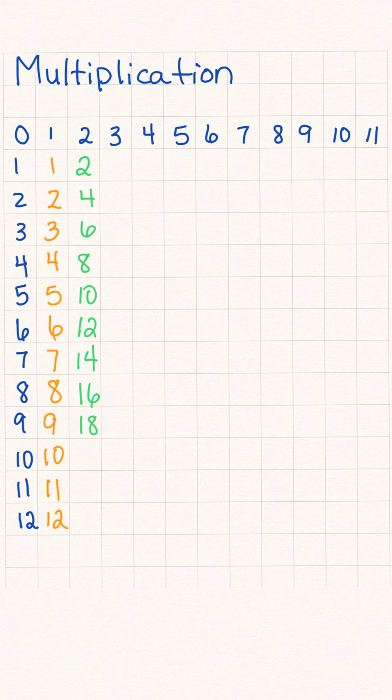just continue to add. Like for example, 7 times 2 is 7 plus 7 more. 1, 2, 3, 4, 5, 6, 7, 14, right? So what I want you to do is go ahead and fill this chart out. Press pause and then come back to me.